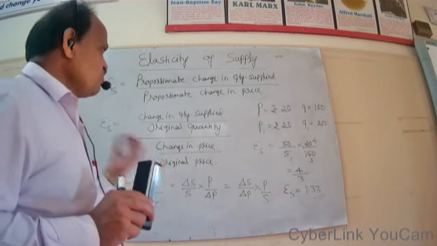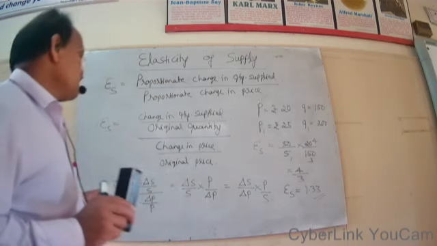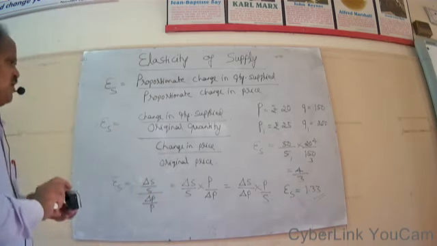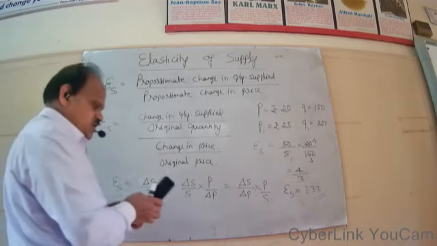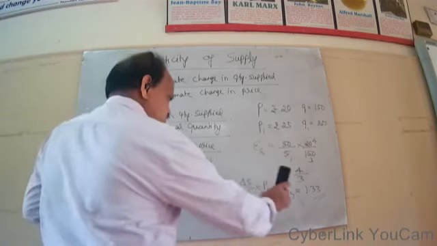You can also solve some more problems. So here the value of ES is more than 1. So it is relatively elastic supply type.